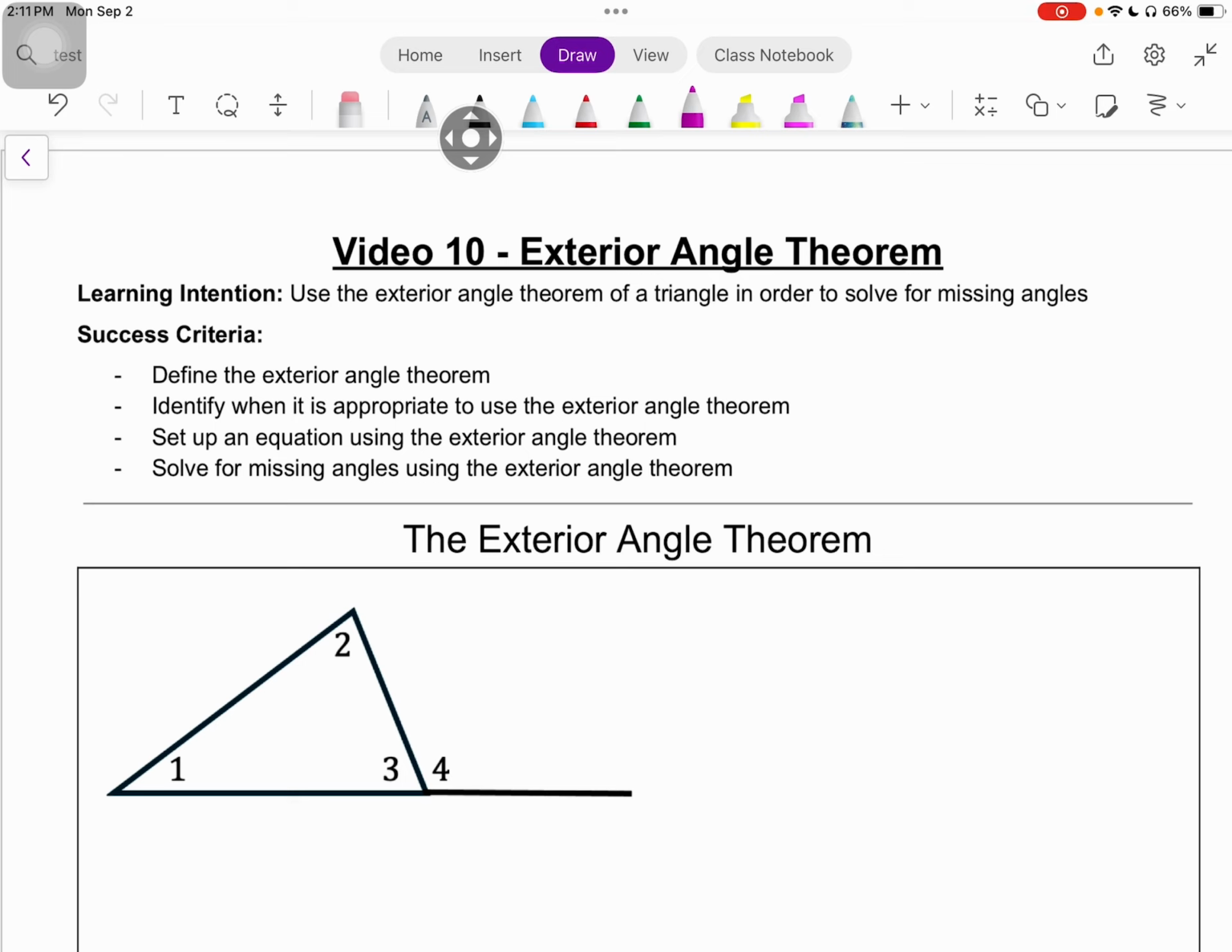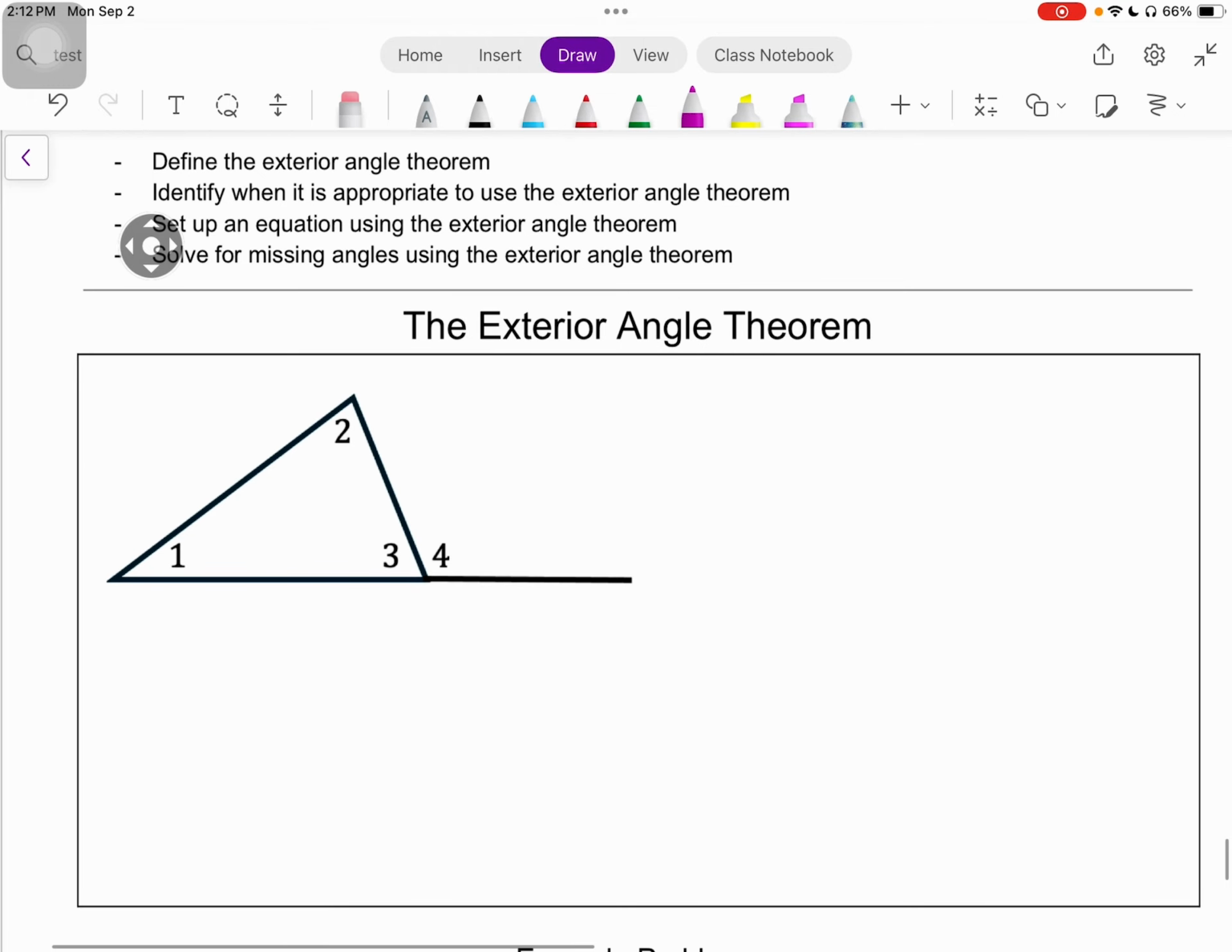So the last video here is about the exterior angle theorem in a triangle. This is something that's a little bit new, but it still helps to know the vocabulary from a triangle, and a linear pair will come up in this video as well. So again, to get started, we want to know the definition of the exterior angle theorem, identify when it's appropriate to use it, set up an equation, and solve for missing angles. These all kind of go hand in hand with what we've been working on throughout this unit.